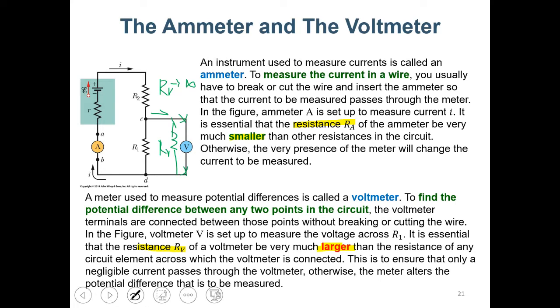Likewise, for this case, if this one RA is ideally zero, then it will not influence the current of the whole circuit. But if RV is not large enough, then there will be some current going in this path. Then it will actually change the voltage between point C and D. Then it will not be so good.